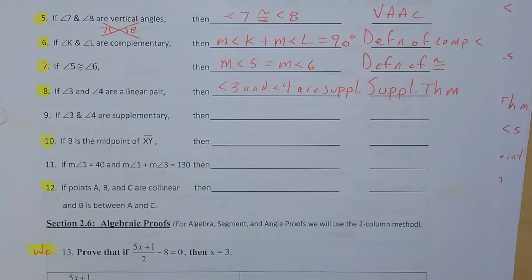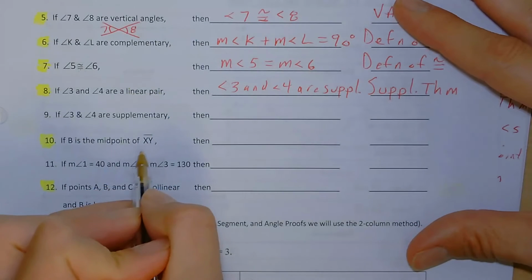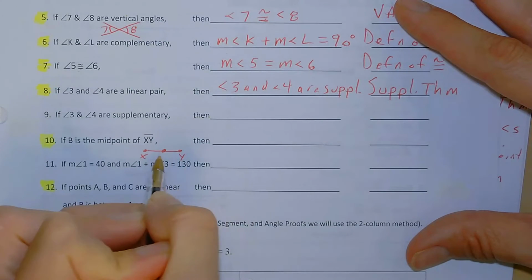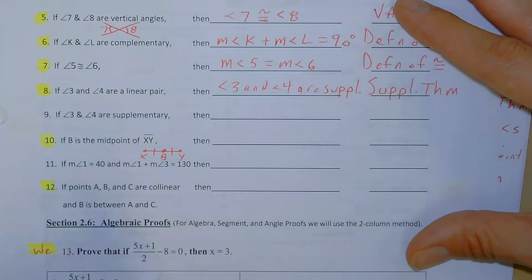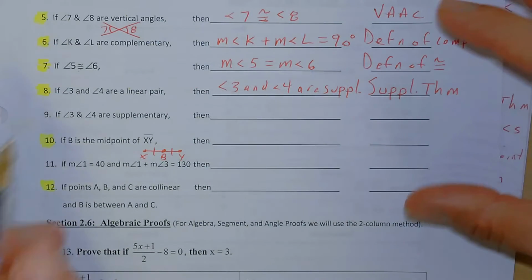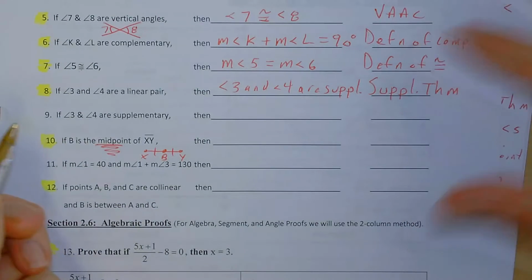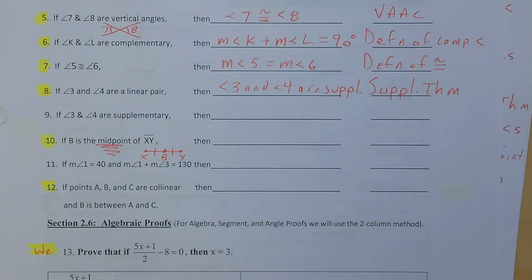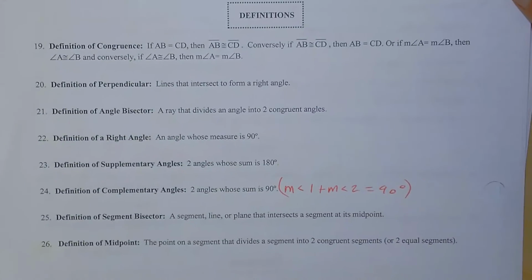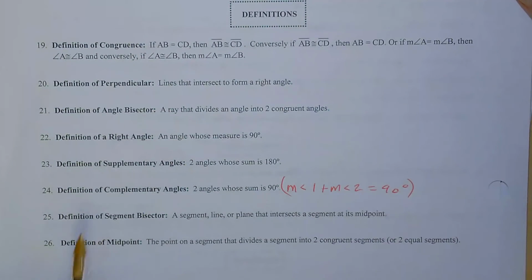Okay, number 10. If B is the midpoint of XY. So let's go ahead and make a segment XY, and we're going to put B as the midpoint, and we're going to tick, tick, like you were taught in chapter 1. So I know that I have a midpoint. See how the key word is midpoint? So let's go to your cheat sheet and look for a midpoint. And a lot of you might guess that it's a definition, and it totally is. So midpoint is the very last one, 26.